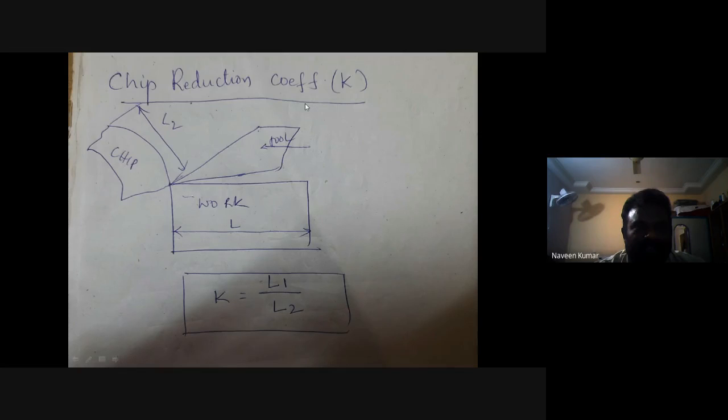Chip reduction coefficient K. Draw the diagram and take down this formula. Don't forget here, write down L1, not L. This is L1.